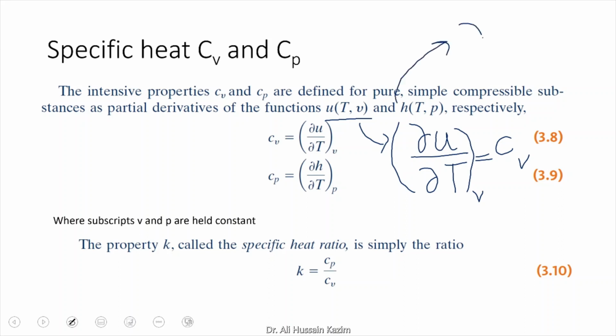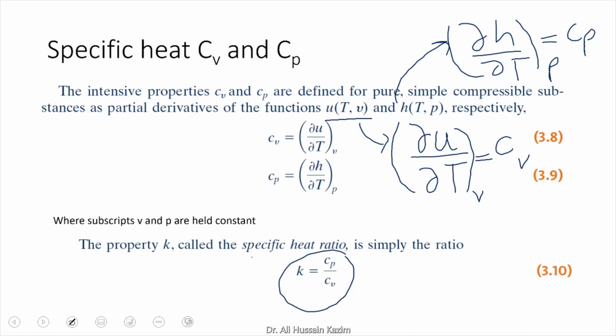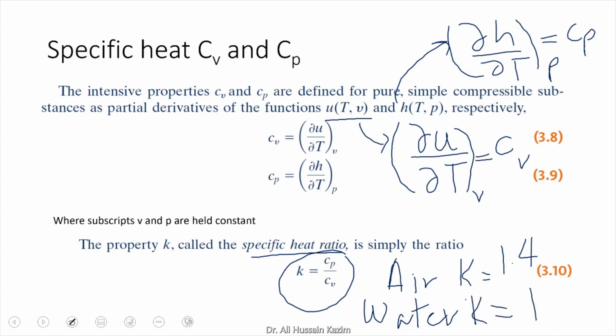If we take the derivative of enthalpy, keeping pressure constant, that becomes Cp. The ratio of Cp over Cv is called the specific heat ratio. For air, the value of k equals 1.4. For water, the value of k equals 1. For water, this value is 1 because the Cp and Cv values are equal. For water, Cp equals Cv.